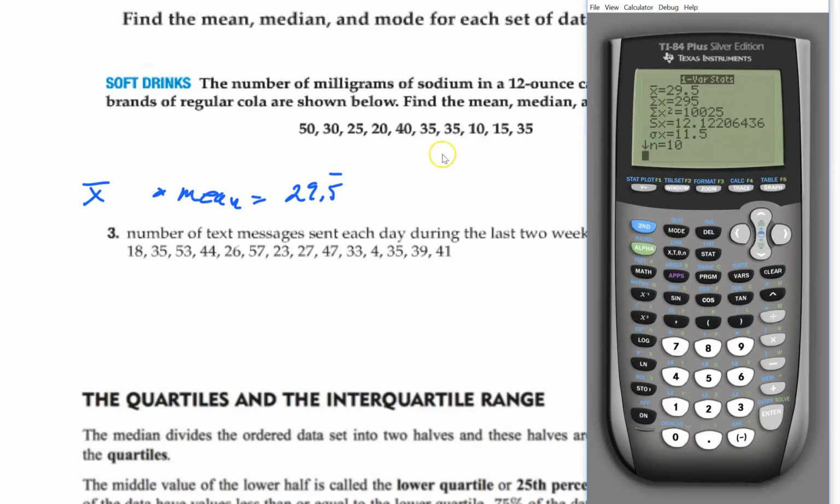This right here just means the sum. So if you add all these up, what do you get? You get 295. If you add them up and you square them, in case you wanted that, you get that. Here are some other values: that's standard deviation and another standard deviation. We'll talk about that more later. And the total number of values you have. We had 10 total values.